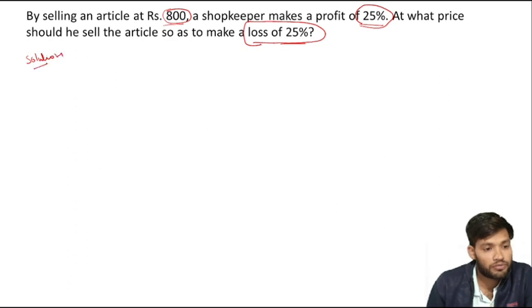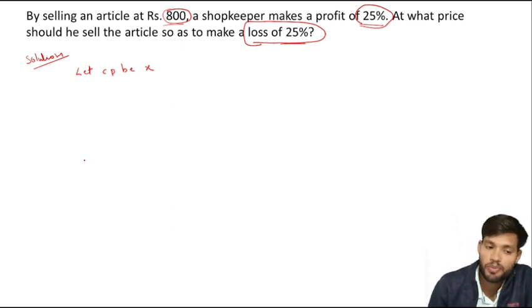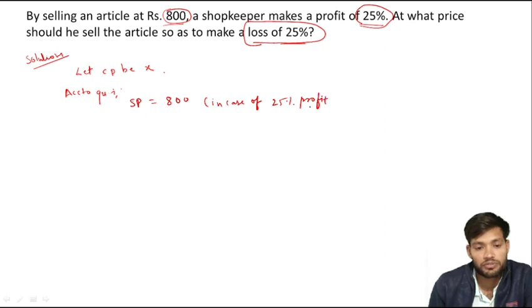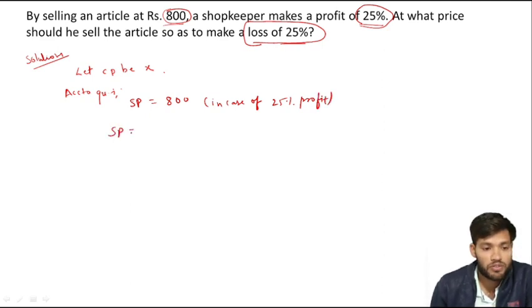So first of all, solution. Let CP be X, let cost price be X. Now according to the question, selling price is equal to 800 in case of 25% profit.